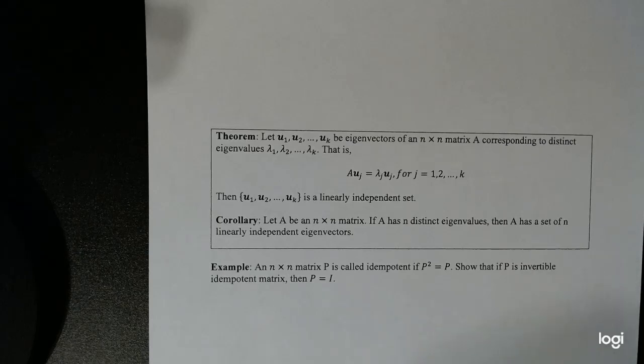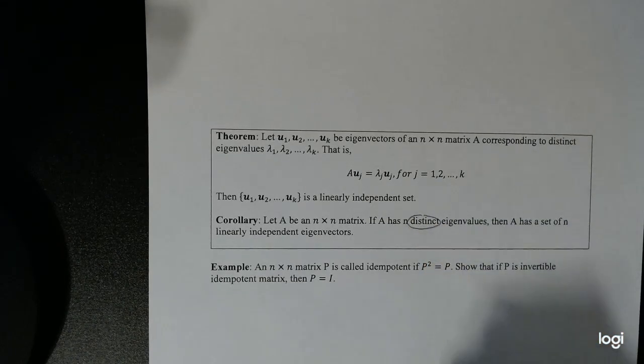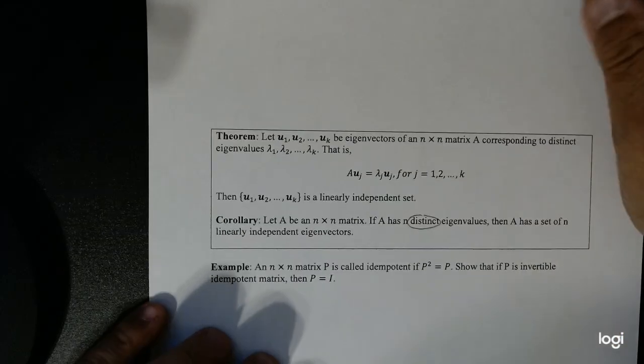So what does that mean? Let A be an n by n matrix. If A has n distinct eigenvalues, then A has a set of n linearly independent eigenvectors. This distinct is a key thing, it means there's no repeats. So if we find eigenvalues that are non-repetitive, we know that the eigenvectors themselves, once we find them, are also linearly independent, meaning function-wise. We do all that fun stuff because of linear independency.